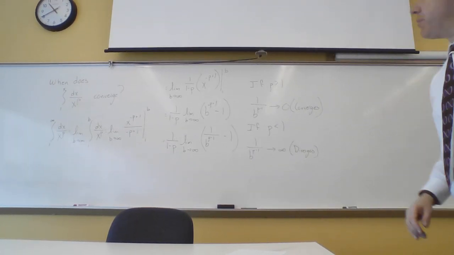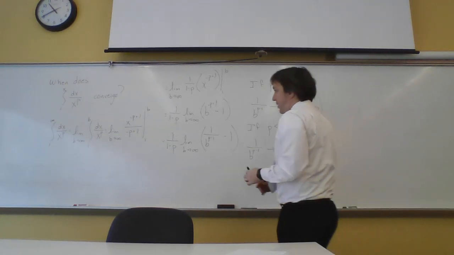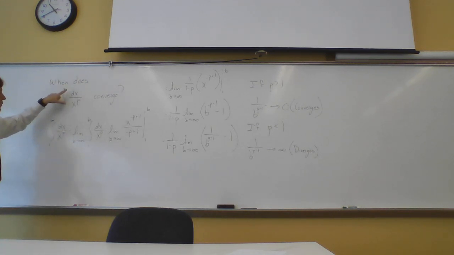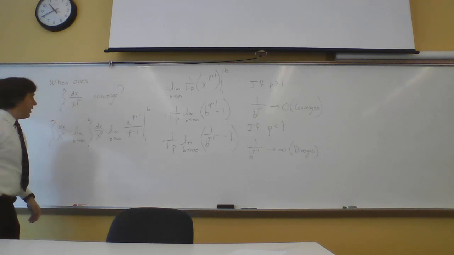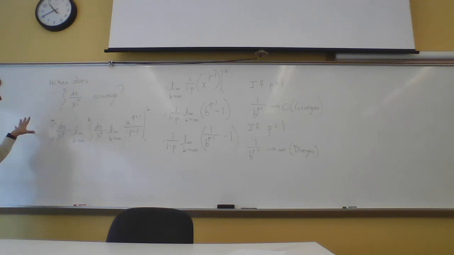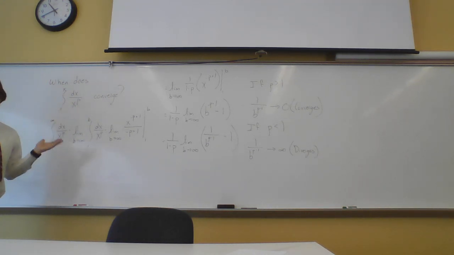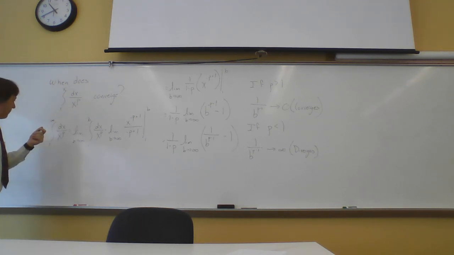All right, so next we want to ask the question, when does this integral converge? The integral from 1 to infinity of dx over x to the p, where p is some constant. So we're going to evaluate this integral, and then when we get to the end, we'll see if we can make a determination about what needs to happen for this to actually converge to a number.